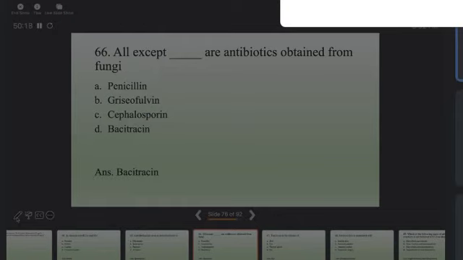Penicillin is also obtained from a particular fungus called Penicillium something. I'm remembering, Penicillium griseofulvum, but I'm not very sure of that. Bacitracin here is not obtained from a fungus. It is a bacteria. It's obtained from a microorganism itself, bacitracin.